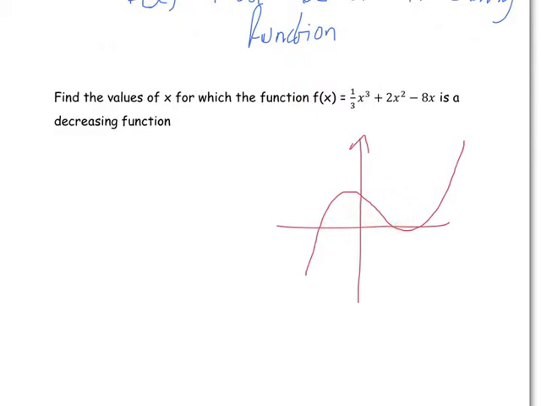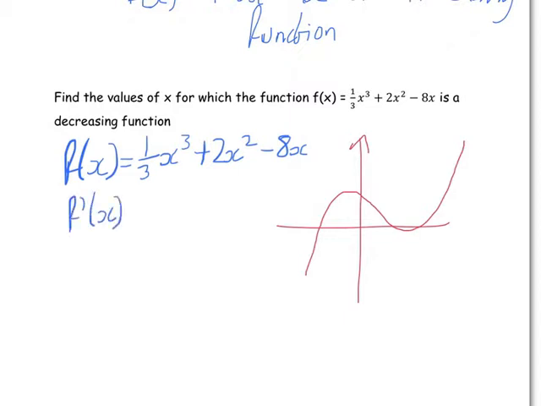And to do that, we do exactly the same steps as before. We're going to take our function and differentiate it, because to find the gradient of a tangent we have to differentiate our original function. So our original function is f(x) equals a third x cubed plus 2x squared minus 8x. If we differentiate this, we're going to get the following. Well, a third times 3 is 1, so x squared plus 4x minus 8.